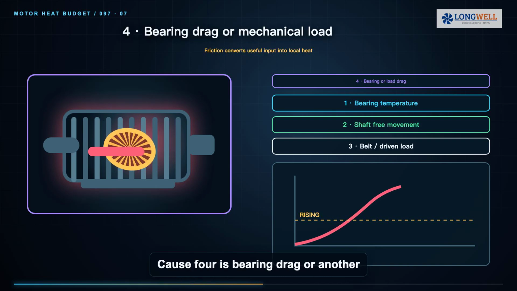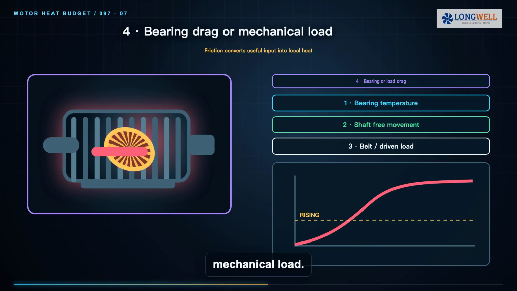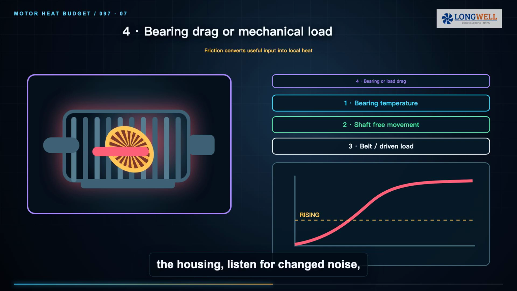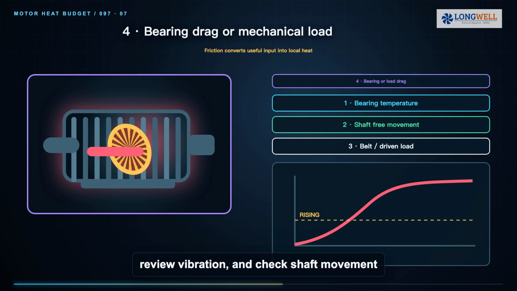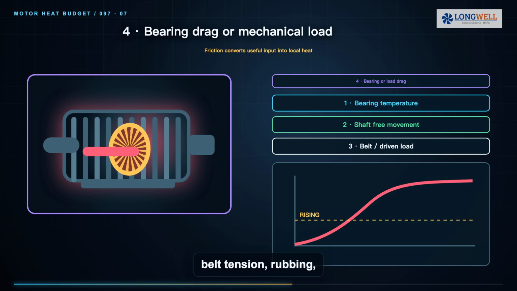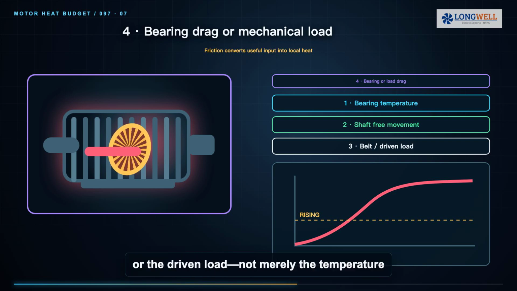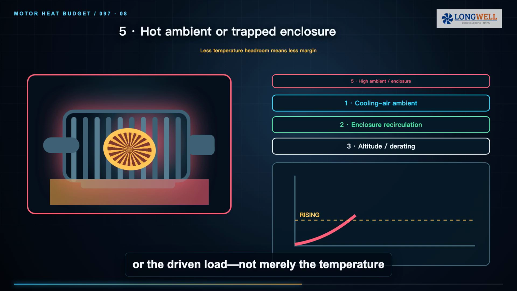Cause 4 is bearing drag or another mechanical load. Compare bearing area temperature with the housing, listen for changed noise, review vibration, and check shaft movement only in the safely isolated state. Fix alignment, lubrication, belt tension, rubbing, or the driven load, not merely the temperature symptom.